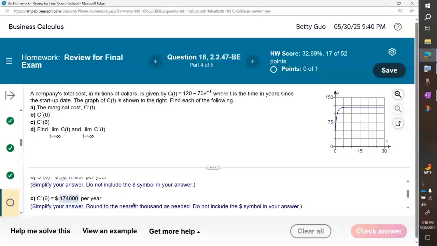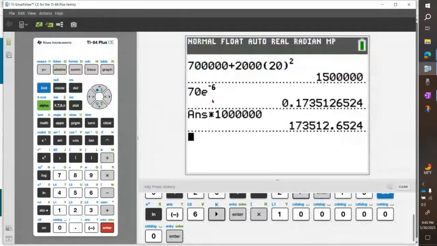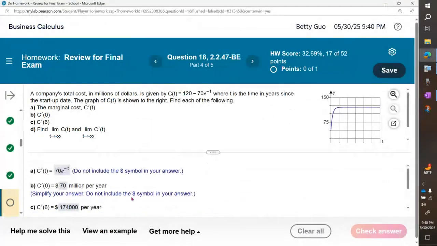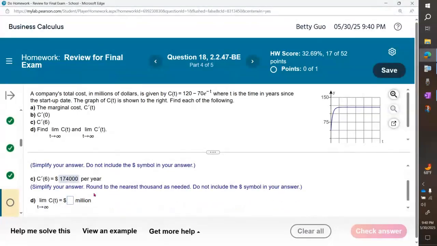Be very, very careful. And also earlier, after plugging in t equals 6, this value is in million dollars. You have to multiply by a million to get the dollar amount and then round it. Yeah, this part I'm not sure how many of you can get it right. It's a little bit challenging. We need to be very, very careful.